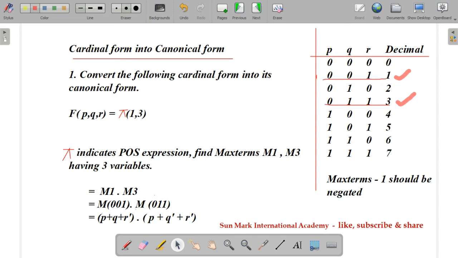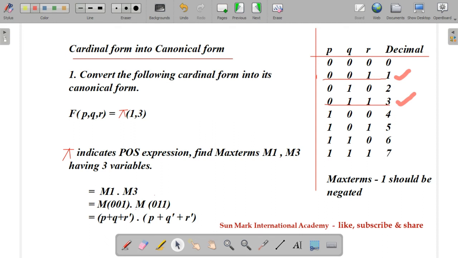Once more, here we are converting cardinal into canonical. Cardinal means the expression can be represented in terms of numbers. So here the example is f of PQR, a function having three variables PQR, equal to pi of 1, 3. Pi is represented as POS. So 1, 3 are the designation terms. We can easily identify that POS means the terms are max terms. So 1 and 3 are the decimal numbers corresponding to the max terms. We can write 1 and 3 as M1, M3, that is capital M1, capital M3. Those are the max terms.